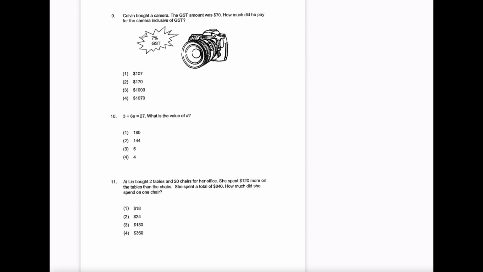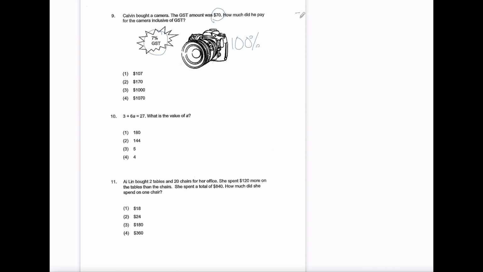Okay, question 9, Kelvin bought a camera. The GST amount was $70. So GST is 7%, so we can compare it. How much did he pay for the camera inclusive of GST? The camera itself will be 100%. Okay, the GST is 7%, so total he paid is 107%.